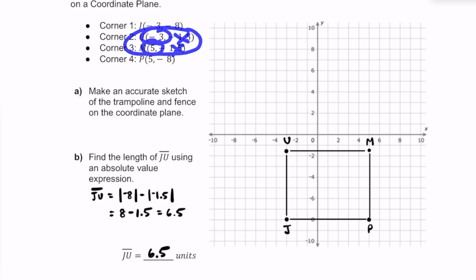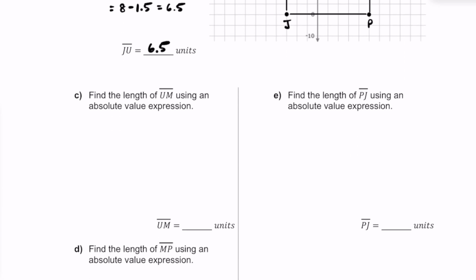And when that happens, you add the absolute values of these 2 X coordinates. We have -3 and 5. So let's go ahead and write that out. What do we say? We had -3 and 5. So we have segment UM. It's going to be the absolute value of -3 plus the absolute value of 5. That's just going to be 3 plus 5, right? 3 plus 5, and that's going to be equal to 8. So segment UM is going to be 8 units long.